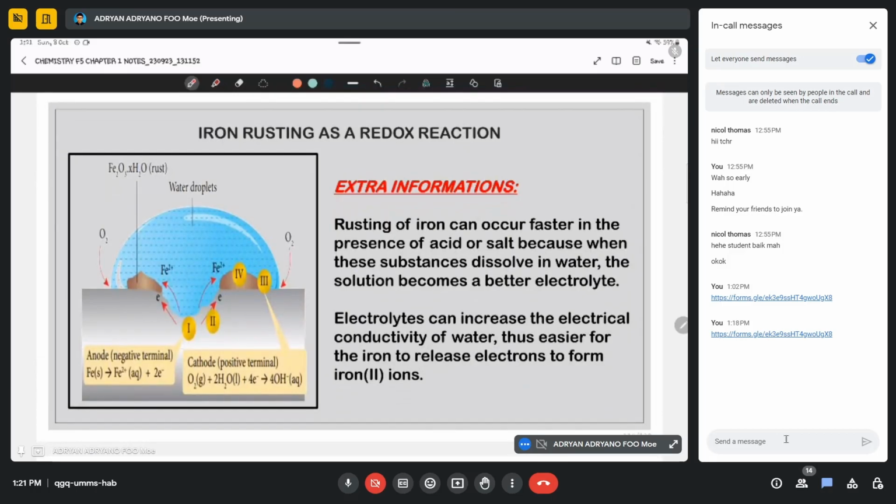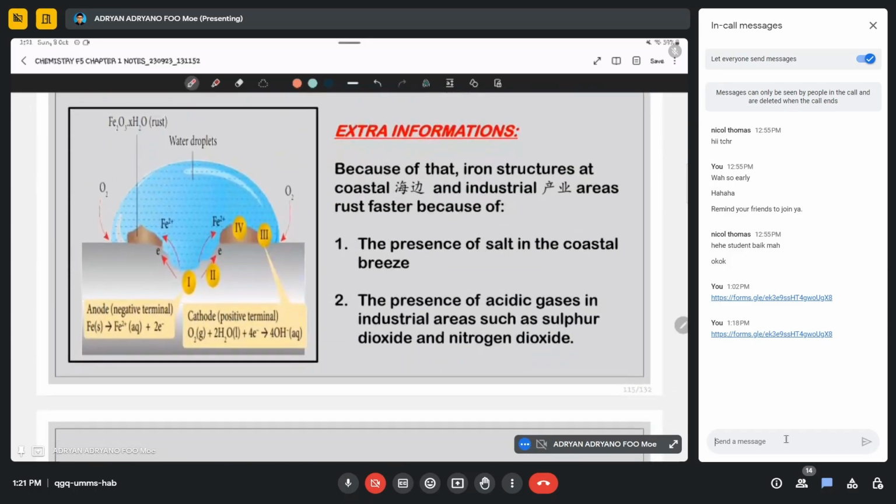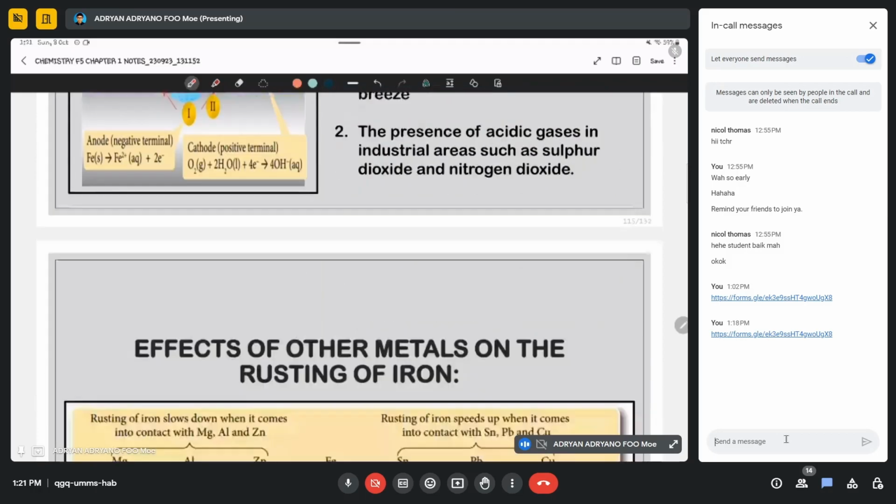It will occur faster in the presence of acid or salt, because it's a better electrolyte, so it increases electrical conductivity. So same like your wire. The more current I pass through a wire, the higher its conductivity. Same like electrolyte. The higher the current, the faster it carries out this redox. And then this one is just basic knowledge.